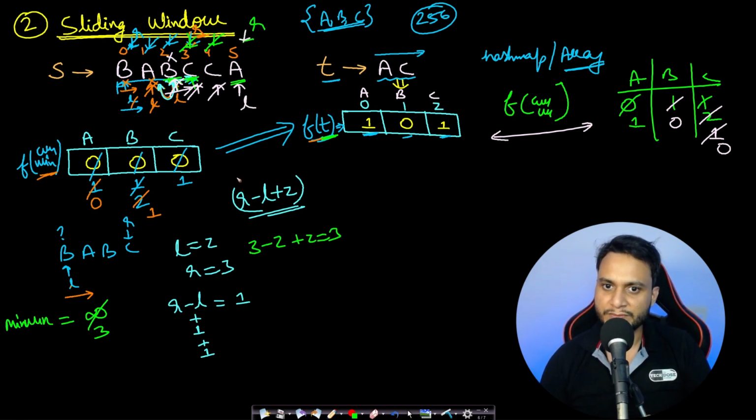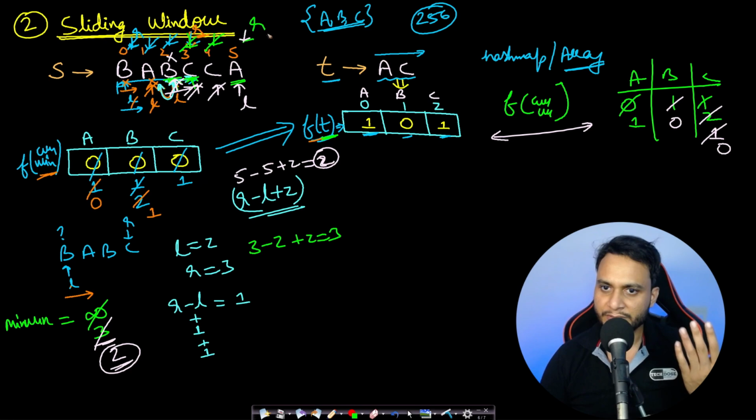Find out the window size, which is R minus L plus 1, which equals 2. Is 2 smaller than 3? Yes, so update it to 2. Now again repeat the process.